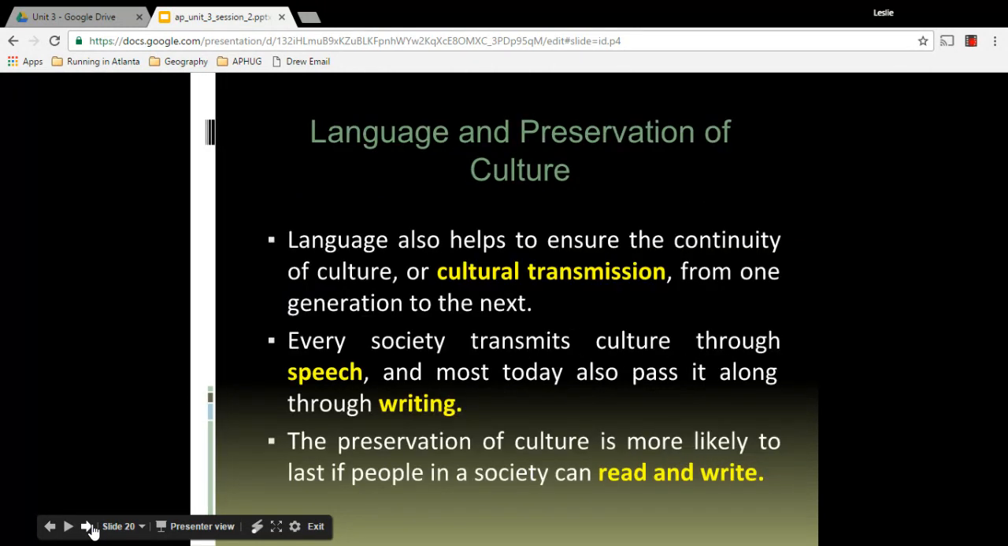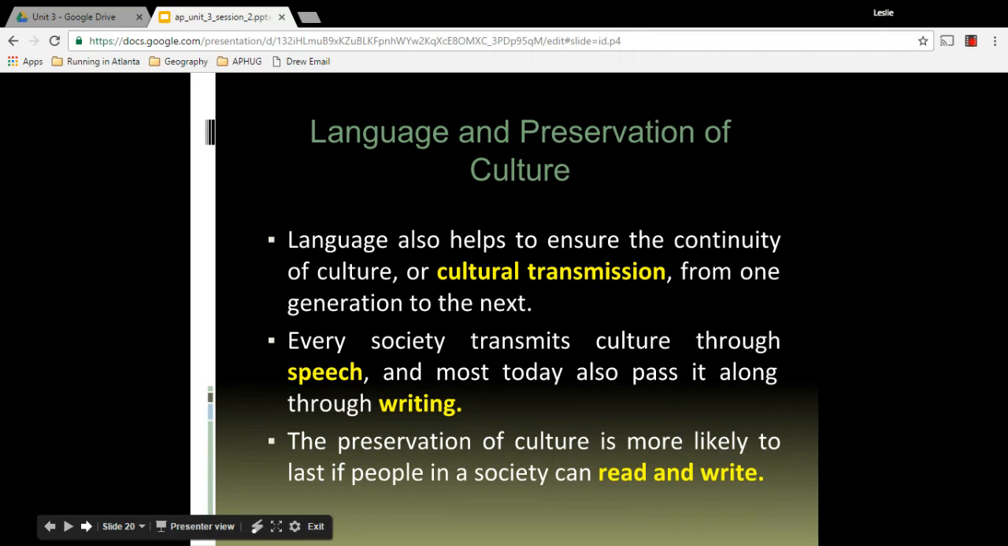Language also helps to ensure the continuity of culture, or cultural transmission from one generation to the next. Every society transmits culture through speech, and most today also pass it along through writing. So if you think back to the Middle Ages, or even prehistory, the time before writing, stories and knowledge of the people that have come before us were passed down through an oral tradition.